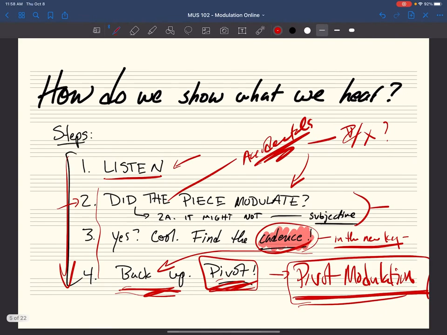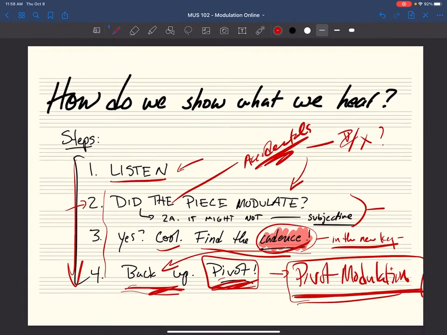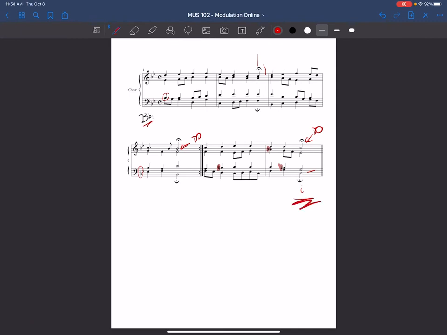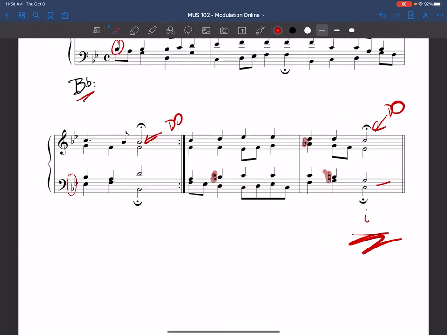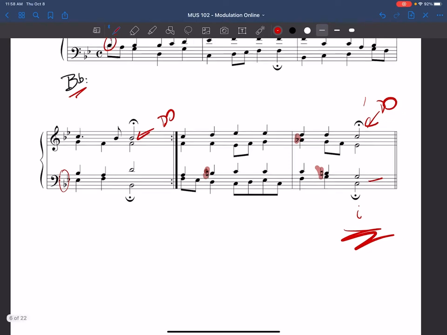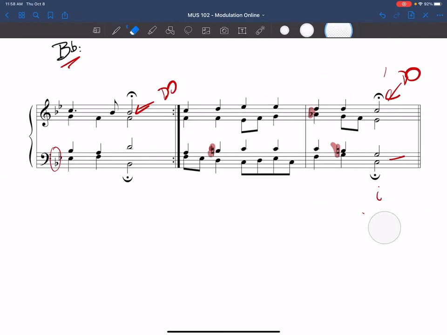So if you back up and you look at these steps again, it says, listen, did the piece modulate? Yes, cool. Find the cadence. Cadence. That's where we paused. It's the first cadence in the new key, the pause where you can hear it in a new key. Back up and pivot. So what does that mean? It means that you want to back up to as close to where the modulation happens, the cadence, as possible, but also have the analysis make sense. And this is easier to show than it is to kind of abstractly explain like that. But you'll see that there's a way that you can do this.